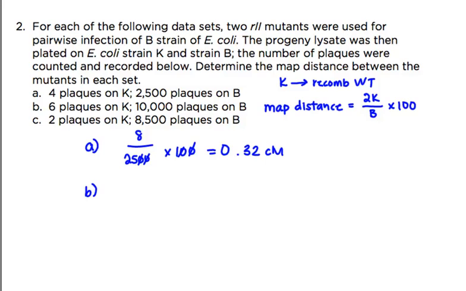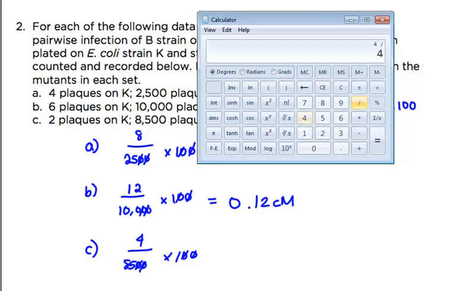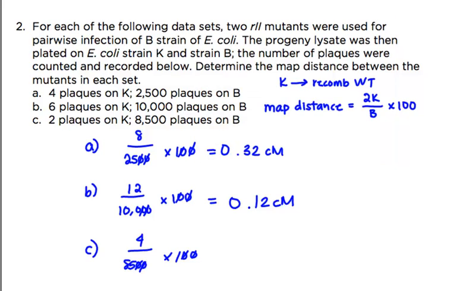For B, you see 6 plaques on K, so we're going to do 12 over 10,000 times 100. So for that, you get 0.12 centimorgans apart. And for C, you only see 2 plaques on strain K, so it's going to be 4 over 8,500 plaques on strain B. So you get 0.047 centimorgans apart.